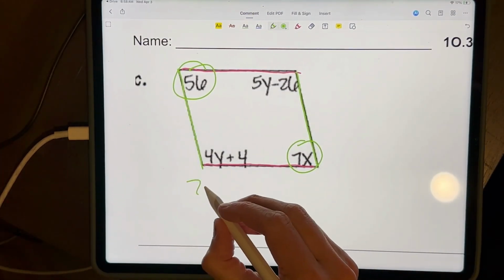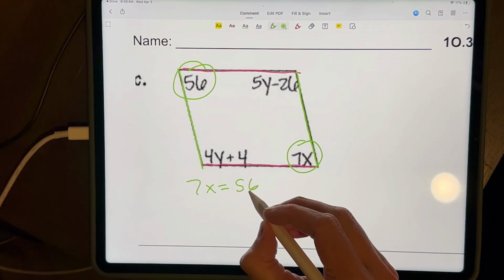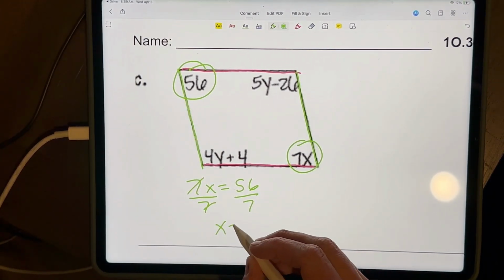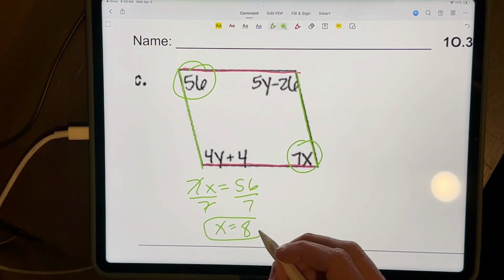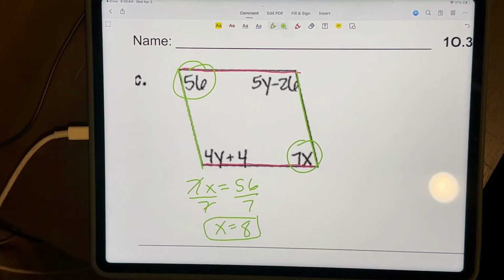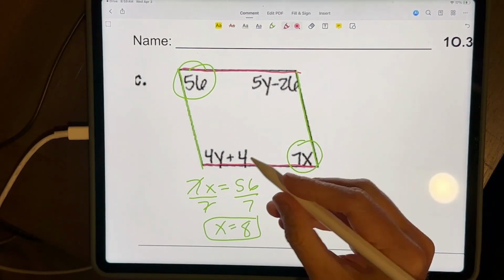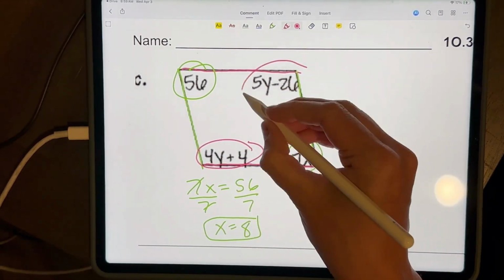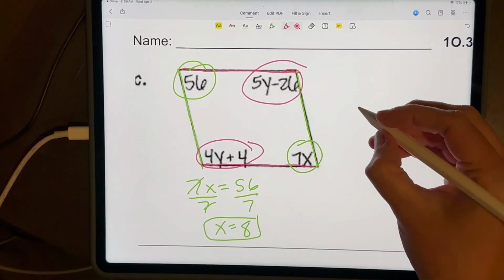So 7x equals 56, divide by 7, x is equal to 8. And that's a lot easier, again, doing opposite angles are congruent than trying to add up those to 180. Okay, so same idea. What's opposite of this? This is the bottom left, so the top right has to be congruent to it.